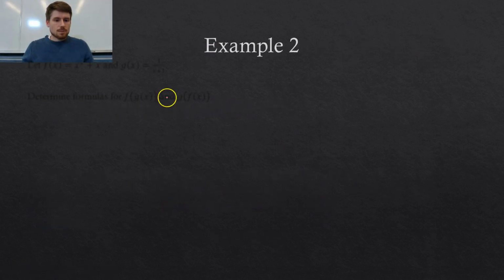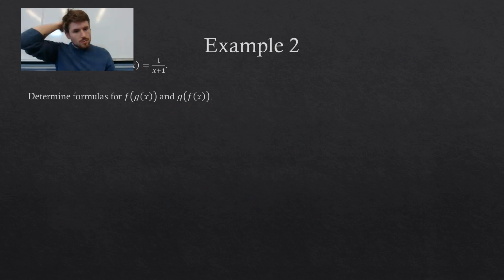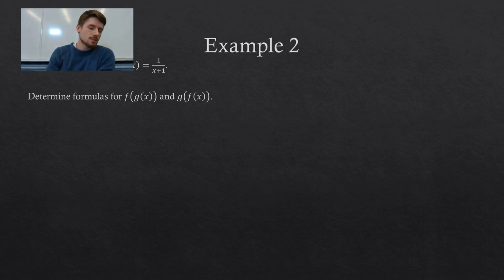Okay, let's look at one more example. So suppose we've got these two functions, f of x equals x squared plus x, so that's a quadratic function, and g of x equals 1 over x plus 1. Alright, so that's a rational function. Pretty simple one. It's like 1 over x, but it's been translated a little bit. So the question is, what are formulas for f of g of x and g of f of x?